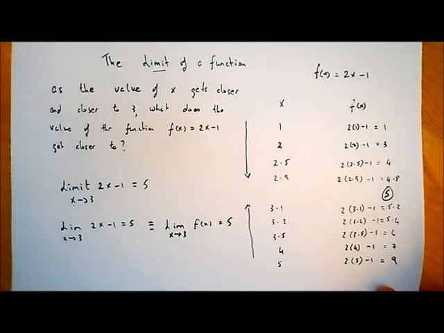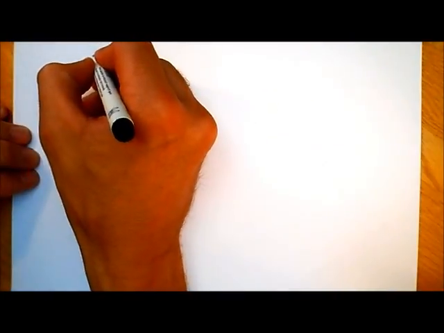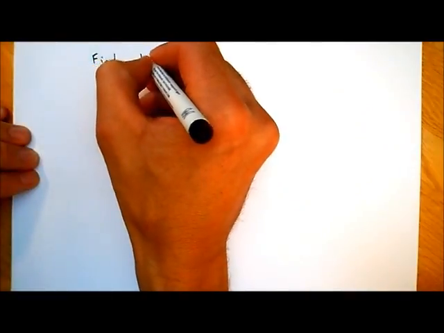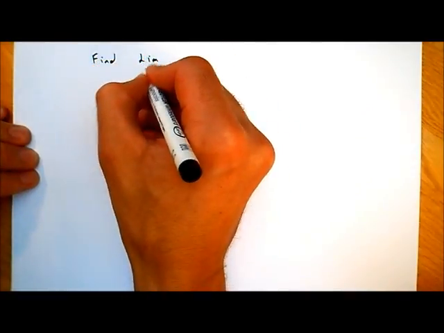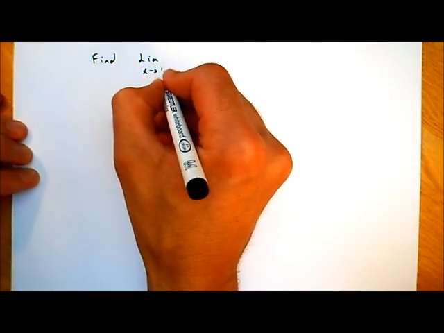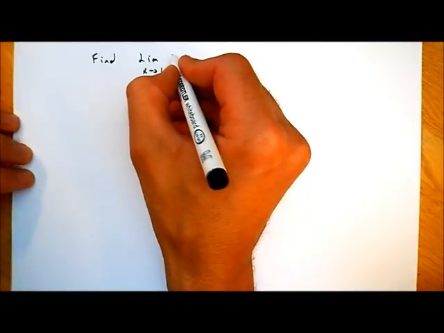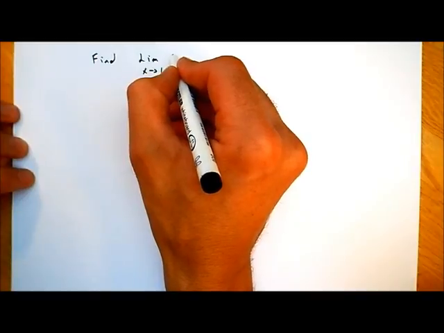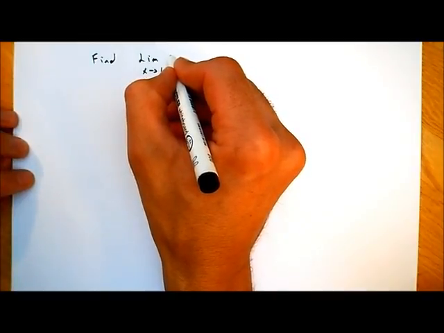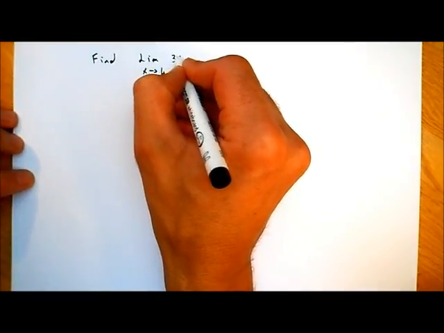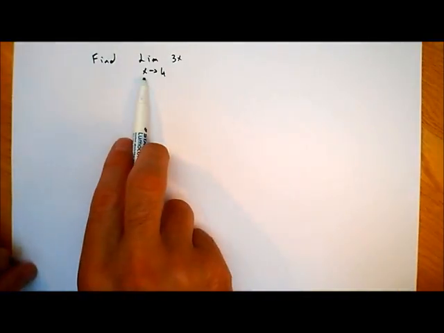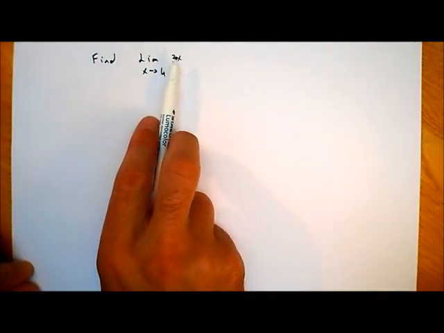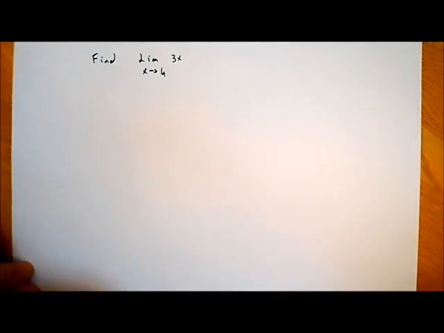Let's have a look at one more example. Let's work out the limit as x approaches 4 of 3x. I'll just do a fairly straightforward one. So as the value of x gets closer and closer to 4, what happens to 3x? Our function this time is f of x equals 3x.